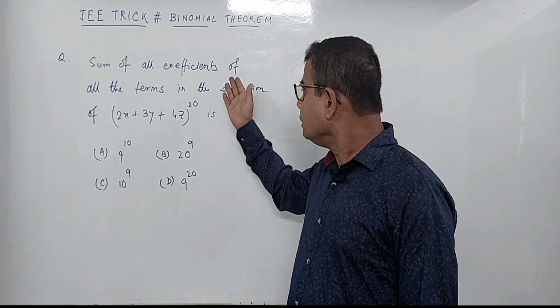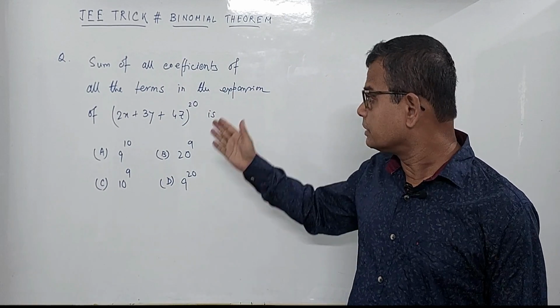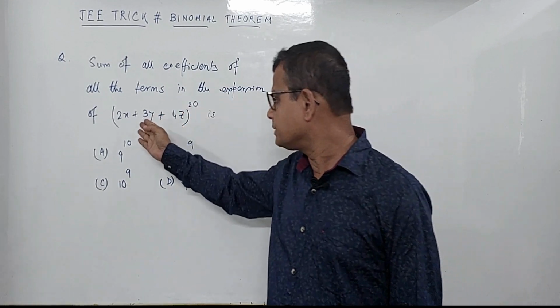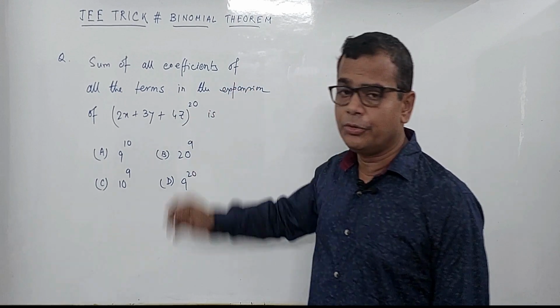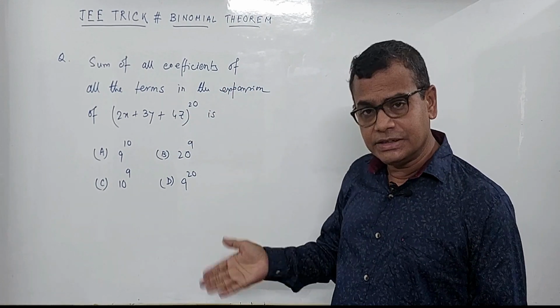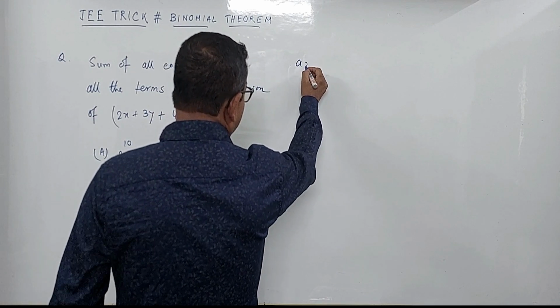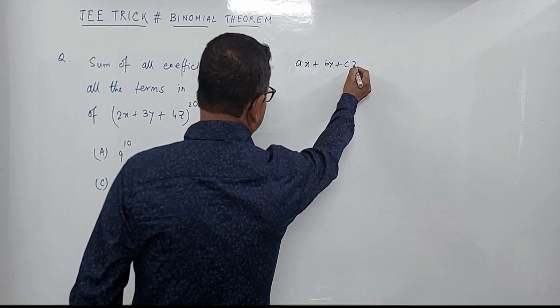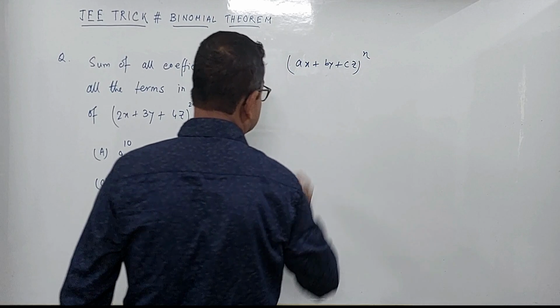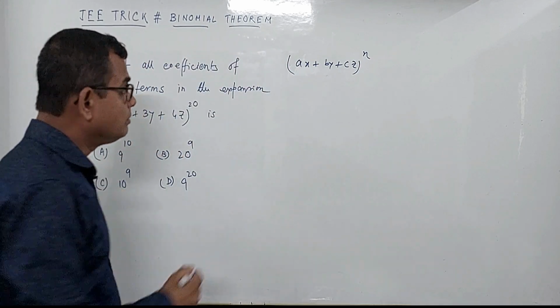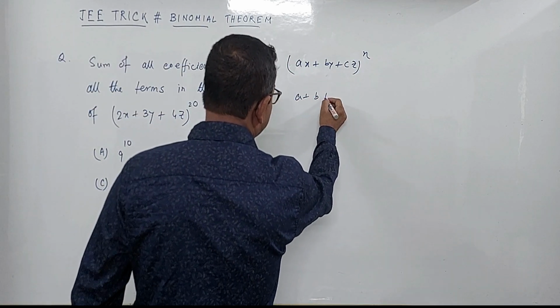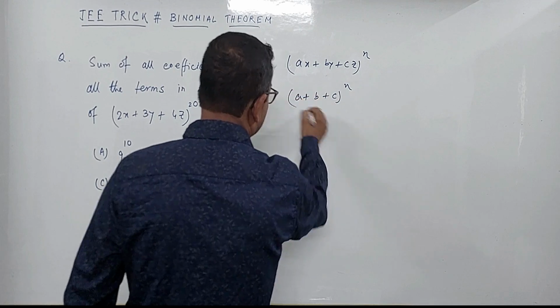Sum of all the coefficients of all the terms in the expansion of (2x + 3y + 4z)^20 is, we apply the same trick here. You know the trick. In the expansion (ax + by + cz)^n, the sum of coefficients of all the terms is (a + b + c)^n.